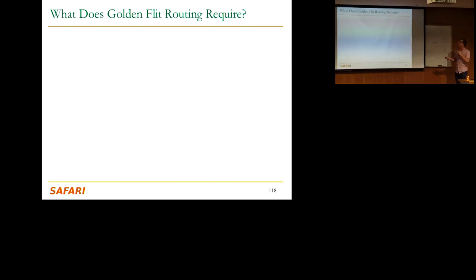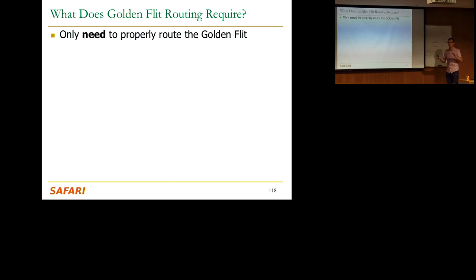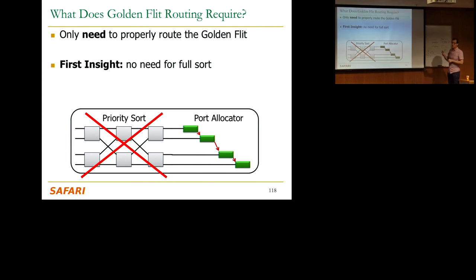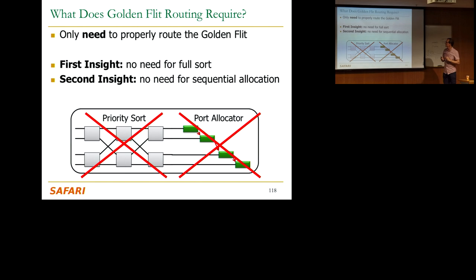So what does the golden flit routing require? First of all, you only need to properly route the golden flit. Everything else you can misroute. Yes, performance may go down if you do that. But for livelock freedom, you're golden if you actually route only the golden flit correctly. So basically, no need for full sort. You just need to distinguish golden, not golden. And no need for sequential allocation, because you just need to allocate the golden flit in this case. So you relaxed a lot of the problems over here.